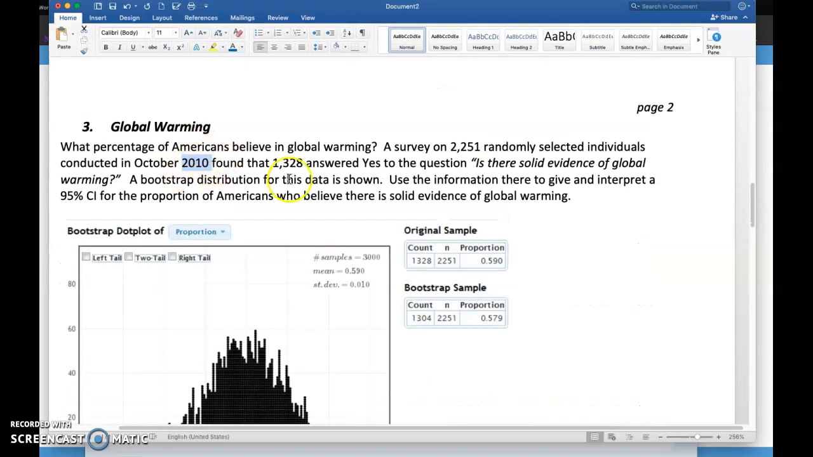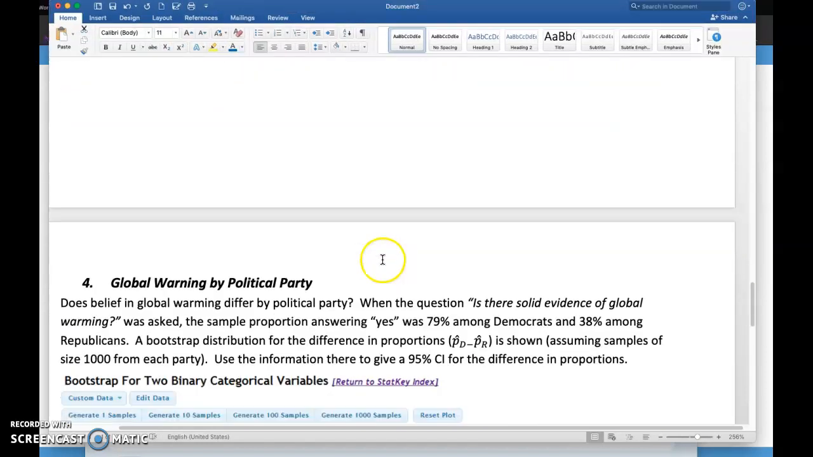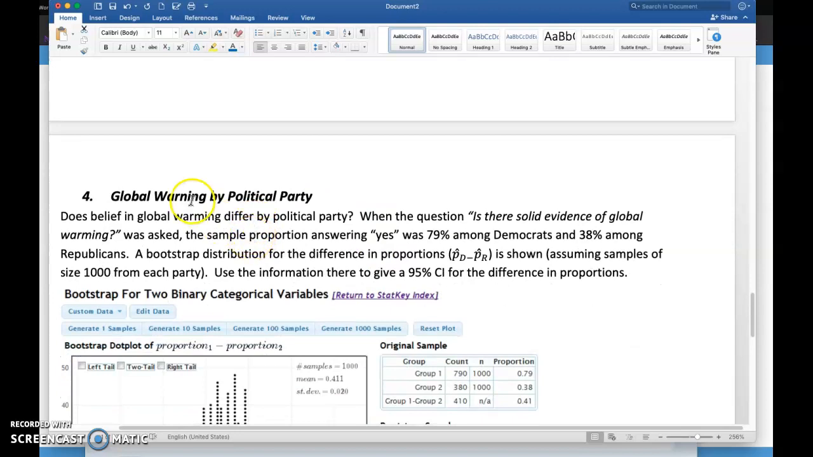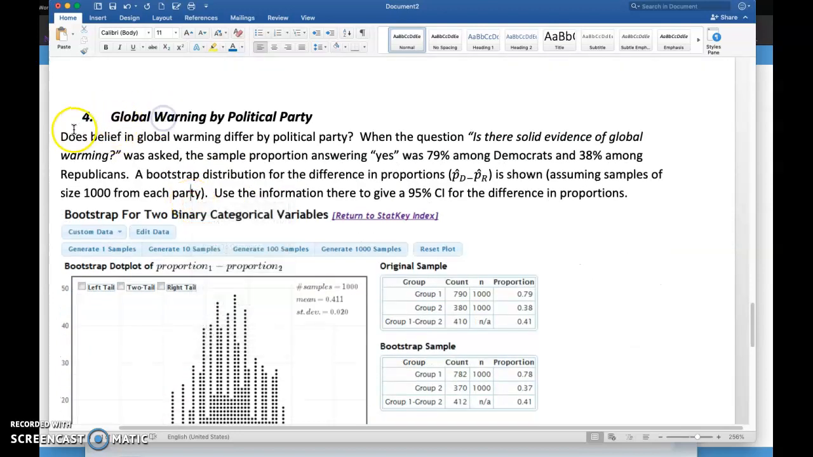So the same survey also asked political party. So we could ask the same question, not the same question, but does belief in global warming differ by political party? So the same question was asked, is there solid evidence of global warming? And they also asked, are you registered Democrat or Republican? And we got that 79% among Democrats and 38% of Republicans said yes, there's solid evidence of global warming.